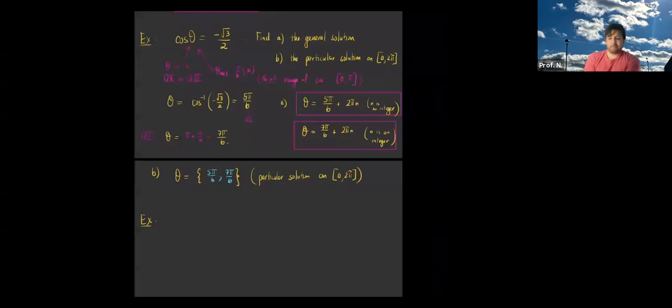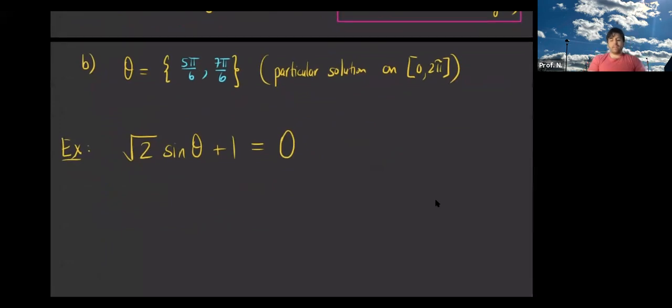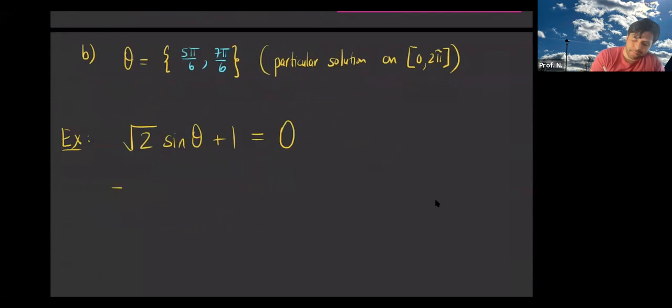Okay. Next. So what if I have something like this? Rad 2 sine theta plus 1 equals 0. So I have rad 2 sine theta plus 1 equals 0. What I do is I want to solve for theta, right? So when I solve for theta, what do I get? I get sine theta is equal to negative 1 over rad 2.